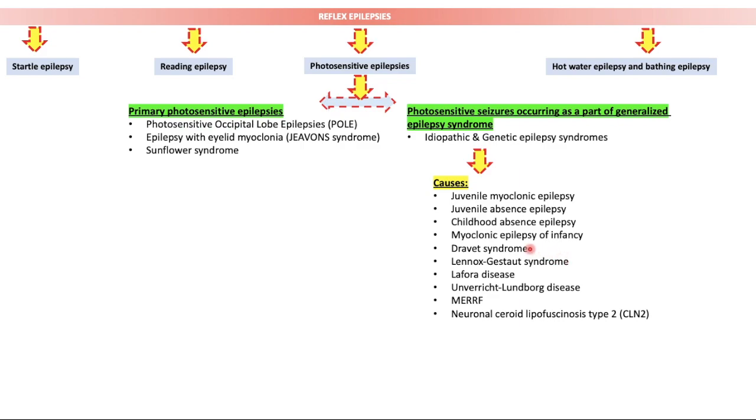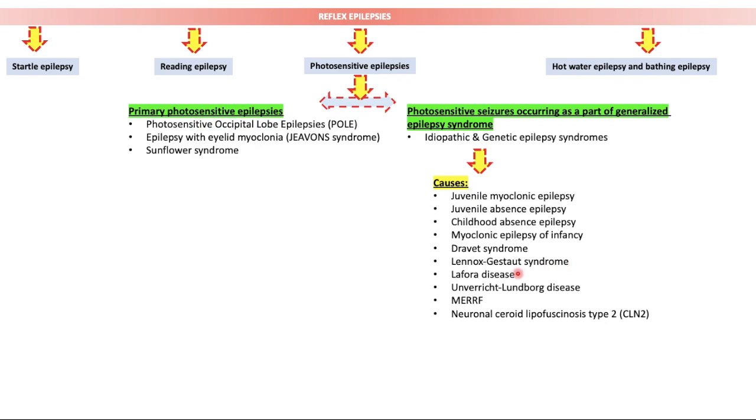Dravet syndrome is a type of epilepsy syndrome wherein the seizures occur within 1 year of life. Especially the first episode will be during an attack of fever, and subsequent episodes may not be associated with febrile episodes. Usually it is due to mutations in the sodium channel, which is seen in about 80% of children. Lennox-Gastaut syndrome is classically characterized by multiple types of seizures.